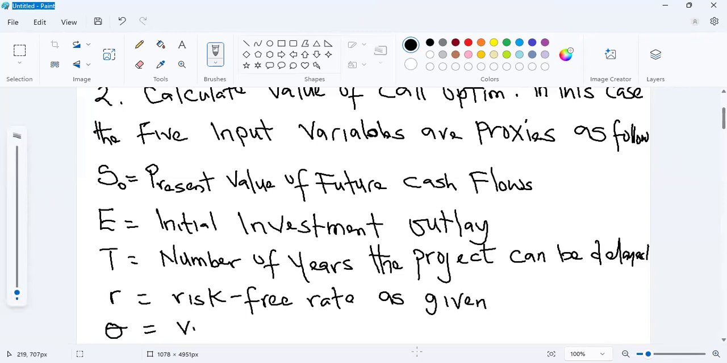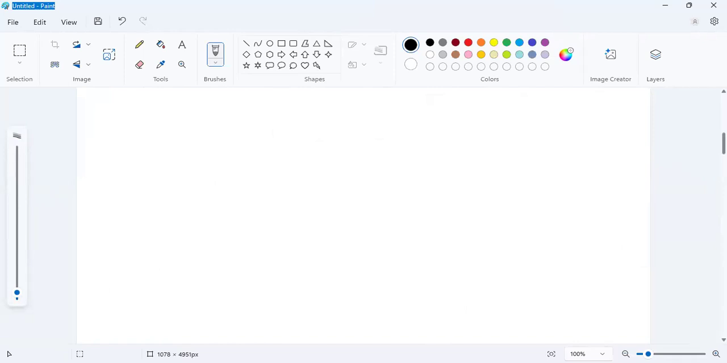This is the volatility, in brackets, standard deviation. Also as given. The examiner will give you the risk-free rate. The examiner will give you the standard deviation. You can now use the 5 input variables to calculate the value of the call option.